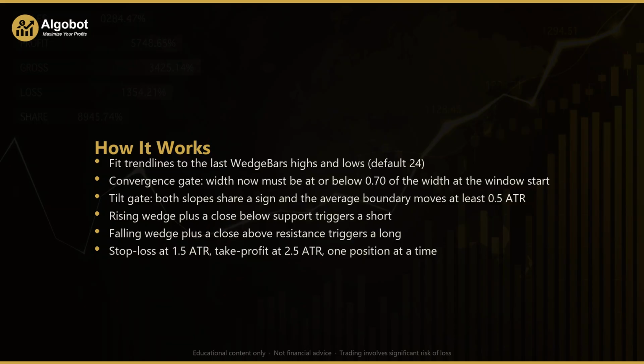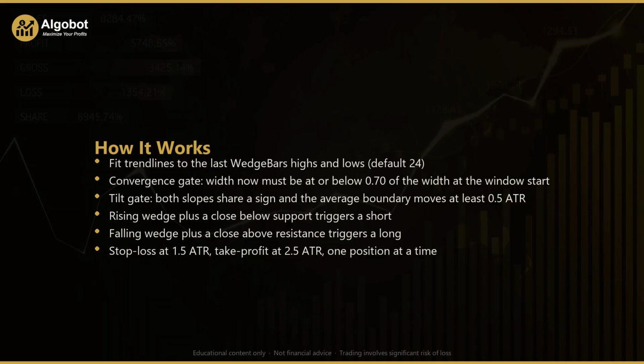For a short, the just closed bar has to close below the fitted support line, while the prior bar was still on or above it. For a long, the just closed bar has to close above the fitted resistance line, while the prior bar was still on or below it. That two-bar condition is what defines the first decisive escape, filtering out aimless pokes.